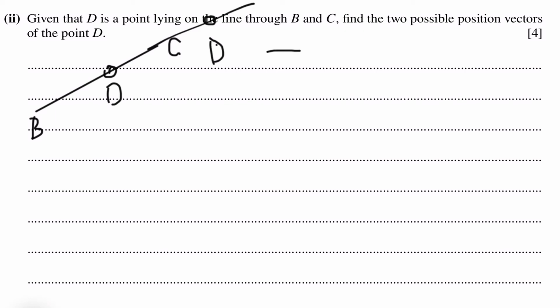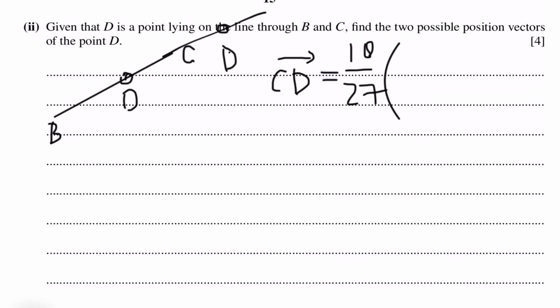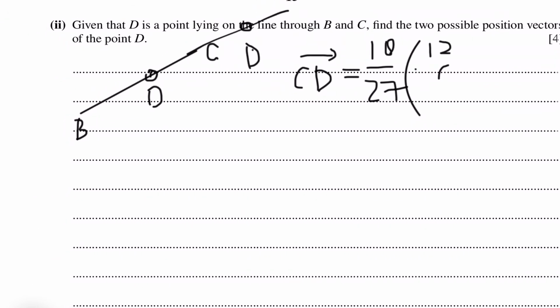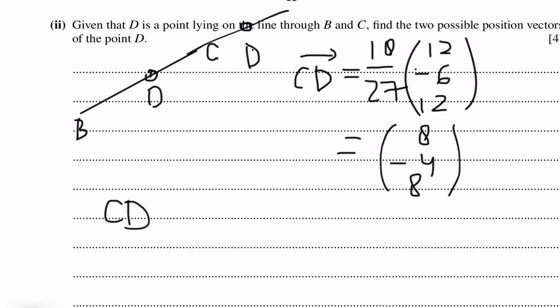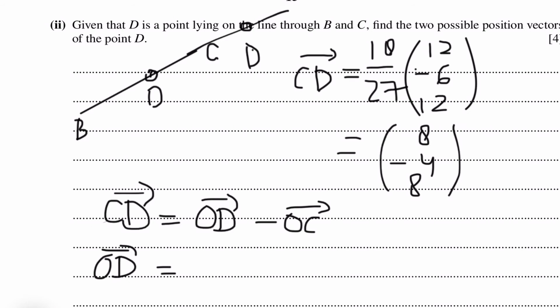So you have to find the vector CD, 18 over 27, and 12, -6, and 12, which is BC. This will equal to 8, -4, 8. So CD is equal to OD minus OC, and OD is equal to CD plus OC.